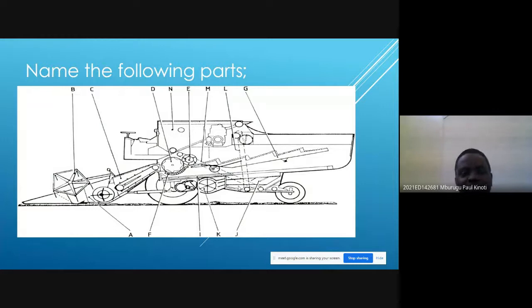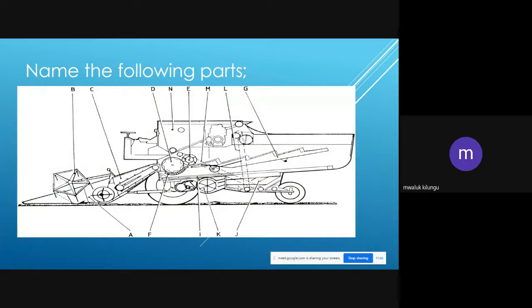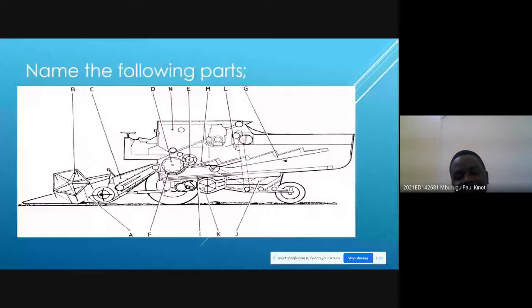Yes, I can identify the threshing drum. Yes. Part D, the concave, part F. Can someone identify part K, Isabella? That is very good. That's where we have the fan, yeah? So I can see we are moving on well.